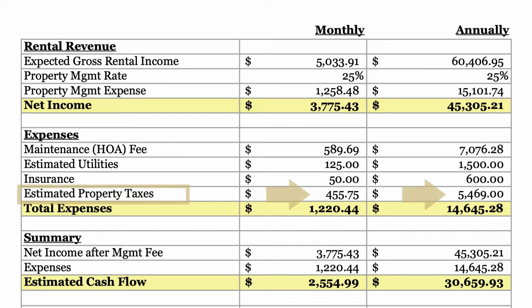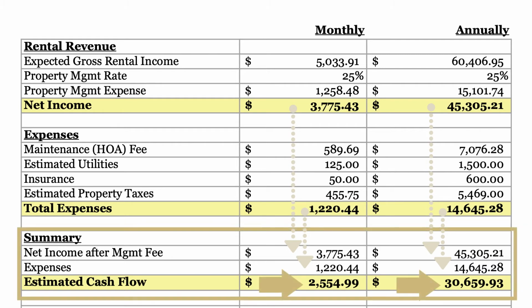This leaves property taxes as the final calculation in our expense column. Property taxes are public record, so they're easily found on the Maui County website. The next line is simply all the property-specific expenses added together for your total expenses. In the summary, we simply take the net income after the management fee, subtract our property-specific expenses, and this will give us our estimated cash flow.